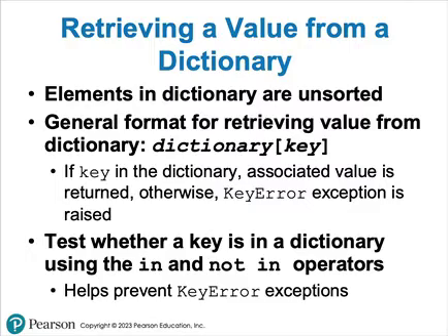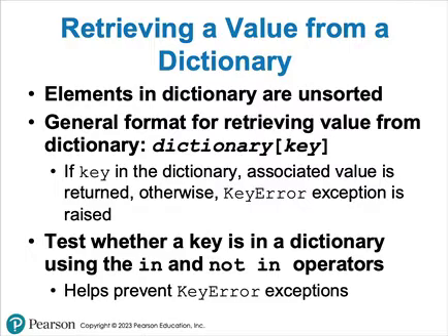You should think of elements in a dictionary as being unsorted. They could be stored in any order that Python wants to store them. If you want to look at, inspect, or retrieve a value, you put the name of the dictionary, and then just like a list, in square brackets, you put the key.